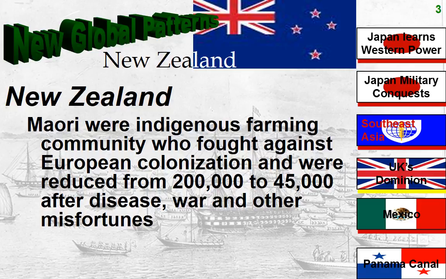Now, in the same way that American Indian populations, when the Spanish and the English and the Portuguese came into the New World, brought all of their diseases and wiped out a lot of the population, the Maori went through the same thing. They went from 200,000 to 45,000 after warring with the European powers and disease and other misfortunes, but they are still an identified group in that region.